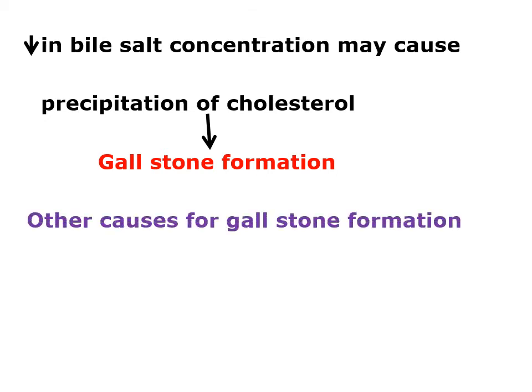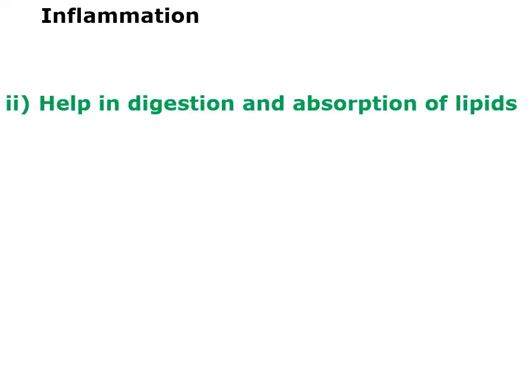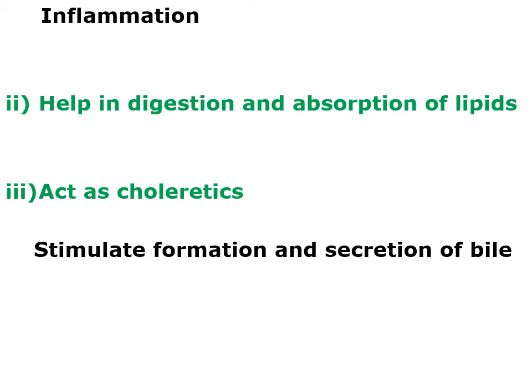There are other causes of gallstones also, such as obstruction, cholestasis, or infection. So remember, when there is decreased concentration of bile salts, they may cause precipitation of cholesterol and form gallstones. Gallstones are also formed due to cholestasis and inflammation. Not only that, bile salts help in the digestion and absorption of lipids, and they also act as choleretics.